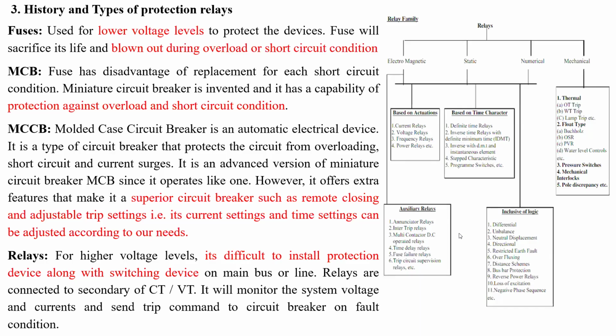Here you can see the different types of relays, that is electromagnetic relays, static relays, numerical relays, and mechanical relays. Electromagnetic relays include current relays, voltage relays, frequency relays, and power relays. Later they came up with static relays, where we have definite time over current relays, indefinite time over current relays, step relays, as well as distance relays. These all came up as static relays in the 1970s or so.